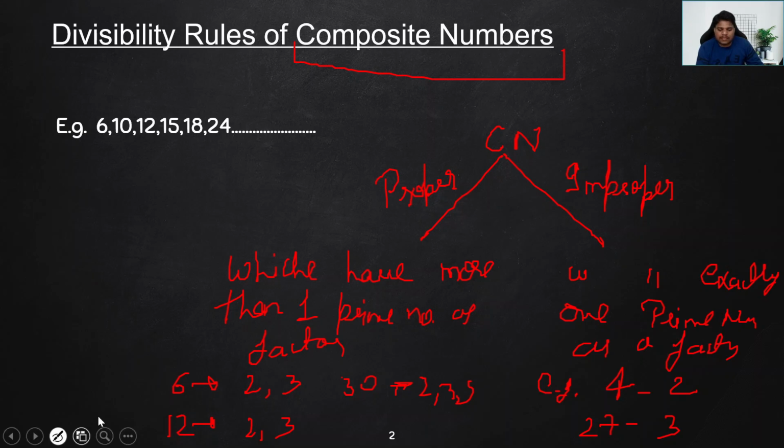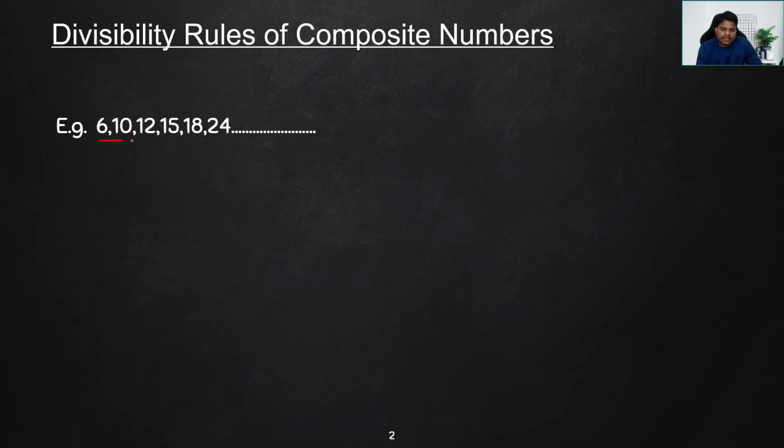But there is no such thing, and you will not get this in the book. So just note this down, it is just for our convenience. These numbers are proper composite numbers. You can see all these numbers have more than one prime factor.